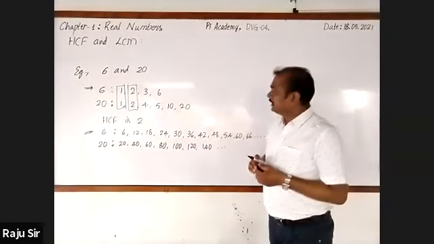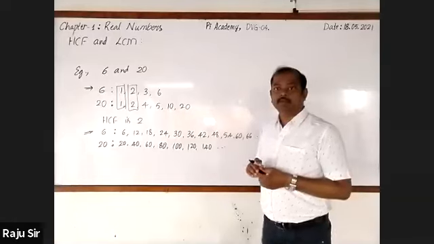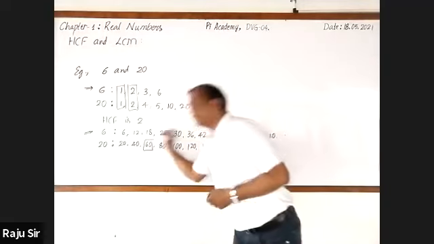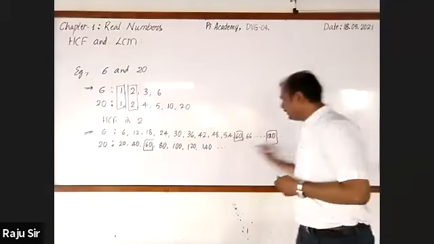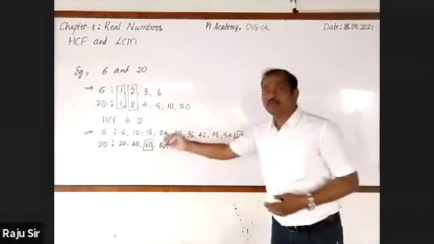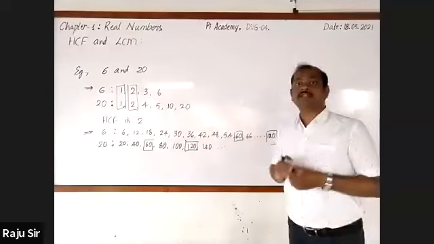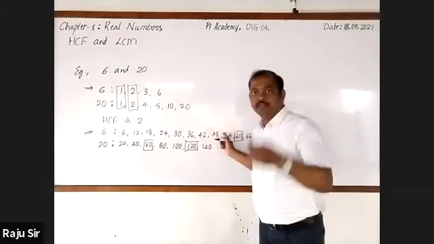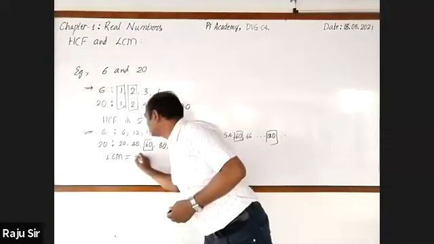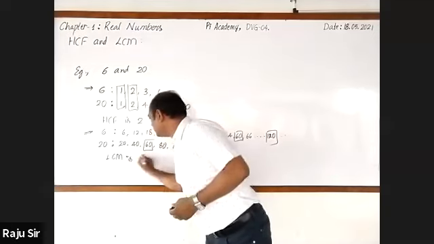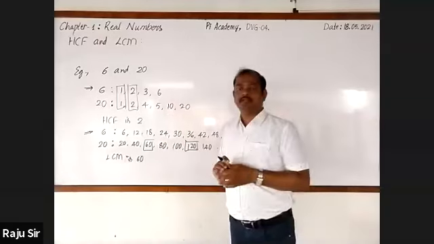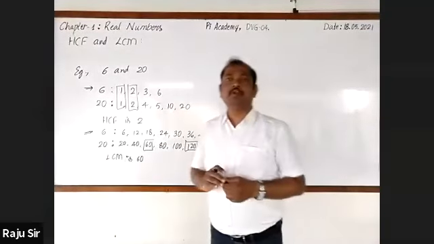Just identify the common multiples. The common multiples are 60, 120, and like that. So many are there. But among these, we will choose the least common multiple, which is, yes, we have already given the answer. It is 60. And we write this as LCM is 60. 60 is the common multiple of 6 and 20. This is the method which you used to follow in your previous class.